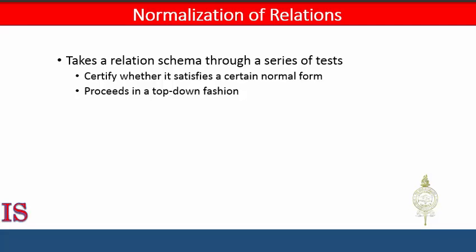Initially, Codd proposed three normal forms, which he called first, second, and third normal form. A stronger definition of third normal form, called Boyce-Codd normal form, was proposed later by Boyce and Codd. All these normal forms are based on a single analytical tool: the functional dependencies among attributes of a relation. Later, a fourth normal form and a fifth normal form were proposed based on the concepts of multi-valued dependencies and join dependencies, respectively.